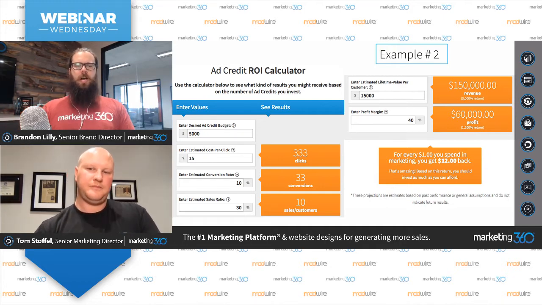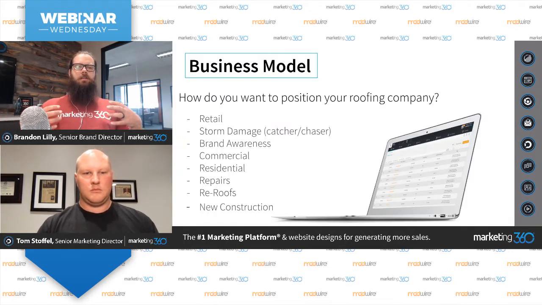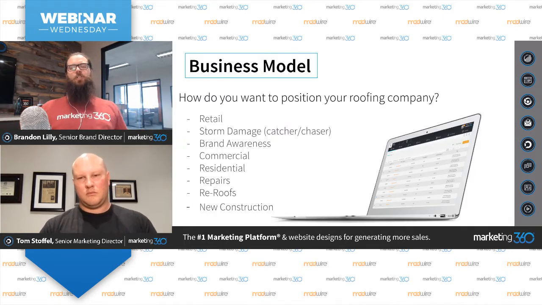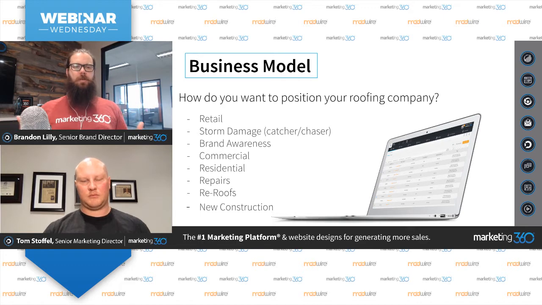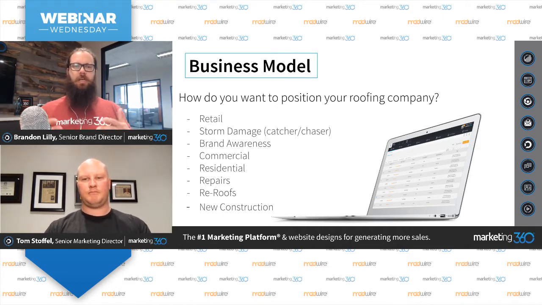Perfect. Well, talking on that, let's go ahead and move on. We're going to go to the next slide for business model. Tom, talk to me a little bit about positioning of a roofing company. There's all sorts of different niche markets that people can get into, but talk to me a little bit about this. How does a roofing business position themselves? Where can they find success? And why does it make sense to narrow a focus instead of trying to be the Walmart of roof installs?